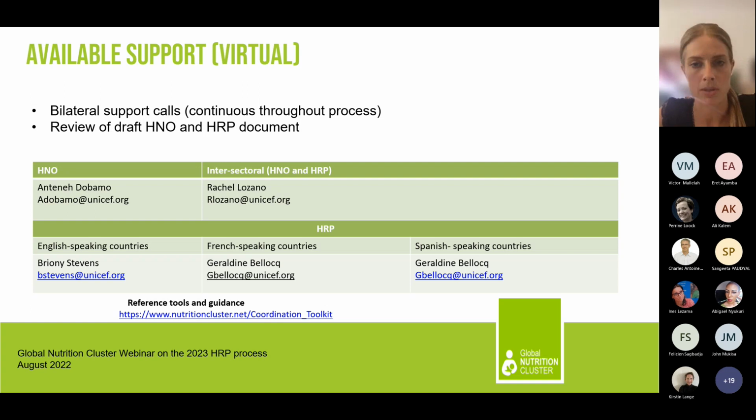That would be done by almost our full GNC operational support team and the various help desks within it, but also our cross-cutting focal points. Specifically on the HNO support, we have the intersectoral help desk and our HNO focal point. We've just heard from Rachel Lozano. Rachel is our intersectoral help desk, and she can support with both the HNO and HRP process. For coordination, as the coordination help desk, that is myself, Bryony Stevens, and I'm supporting the English-speaking countries specifically. Then we have Geraldine, who works on Mondays and Tuesdays, supporting the French and Spanish-speaking countries.